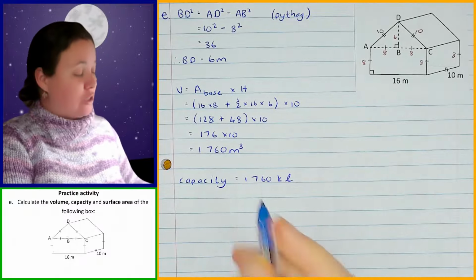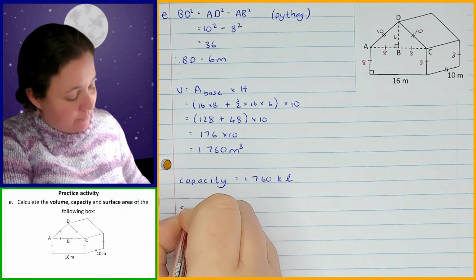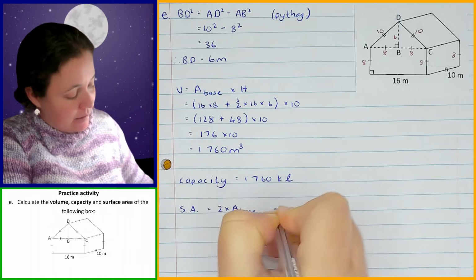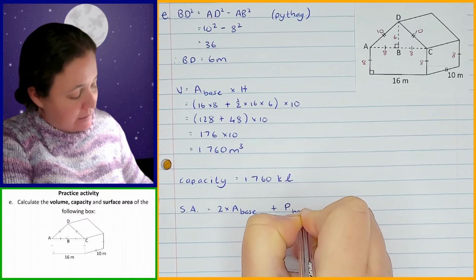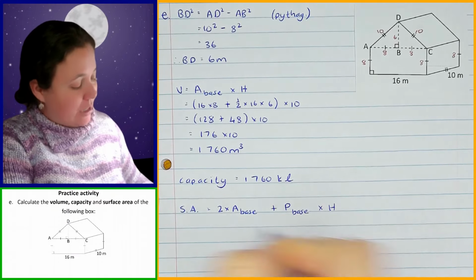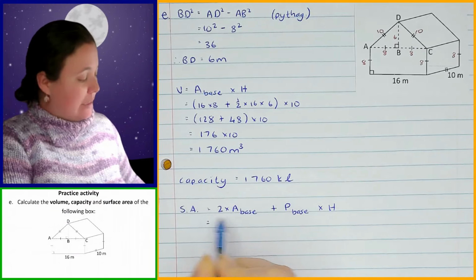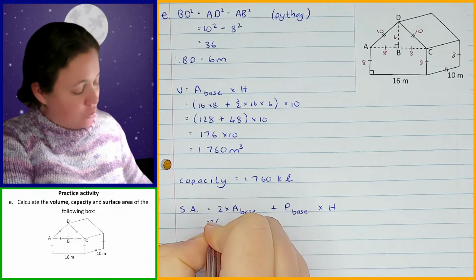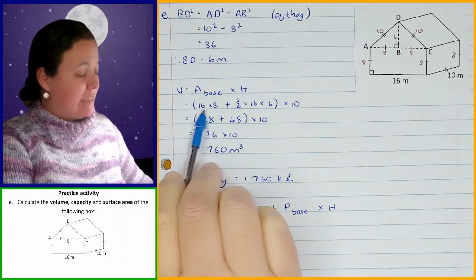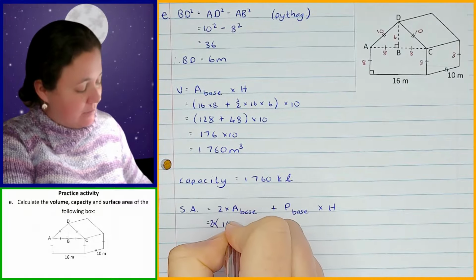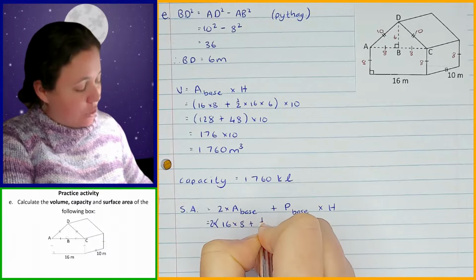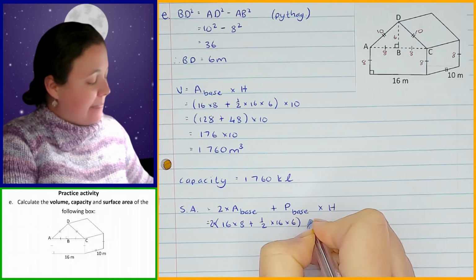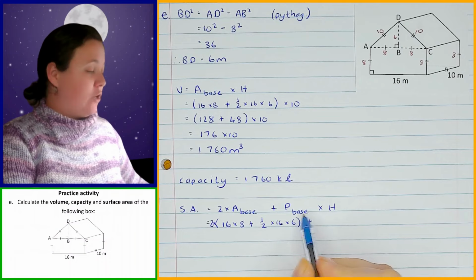Now we're going to go and work out our surface area. So the surface area is 2 times the area of the base plus the perimeter of the base times the height. Okay, so the area of the base is going to be the same as what I did over here. It's 2, first, and then the area of the base is a rectangle, which is 16 times 8, plus the triangle, which is half times 16 times 6. Okay, then I'm going to add to that the perimeter of the base multiplied by the height.